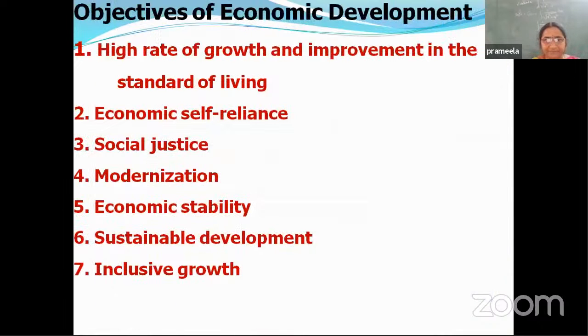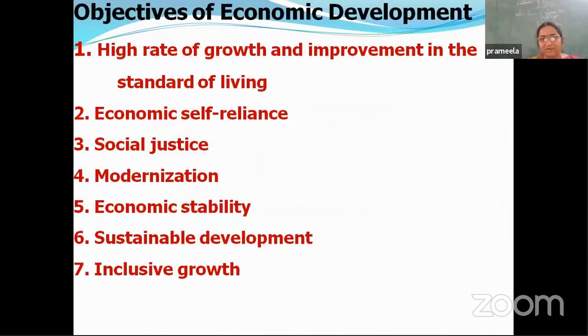So next one, if we go to the objectives of economic development. Already we discussed the definition of growth and development, the factors that are helpful to achieve economic growth, and we also learned the distinctions between economic growth and economic development. So next we go to the objectives of economic development. In the objectives, the first one is to achieve a high rate of growth and improvement in the standards of living of the people. It is one of the objectives of all the developing economies.